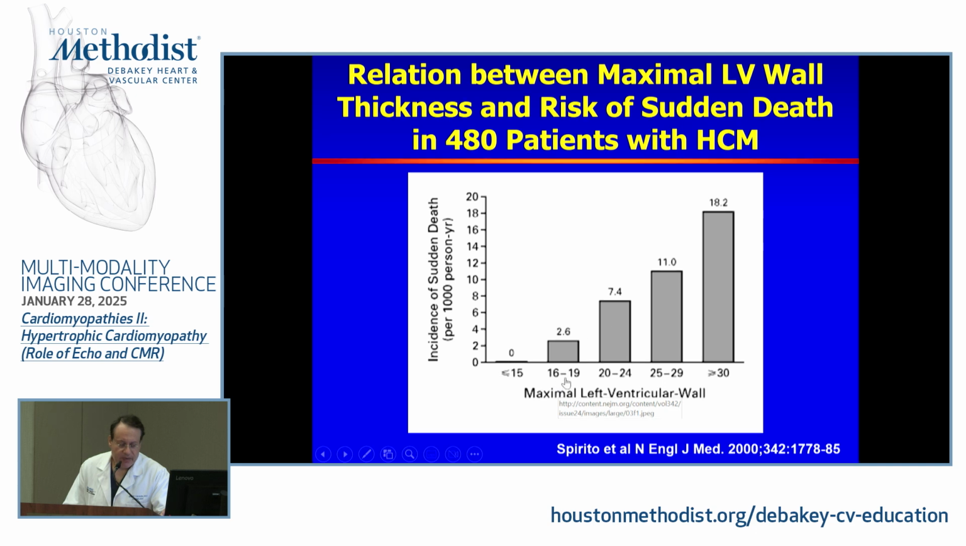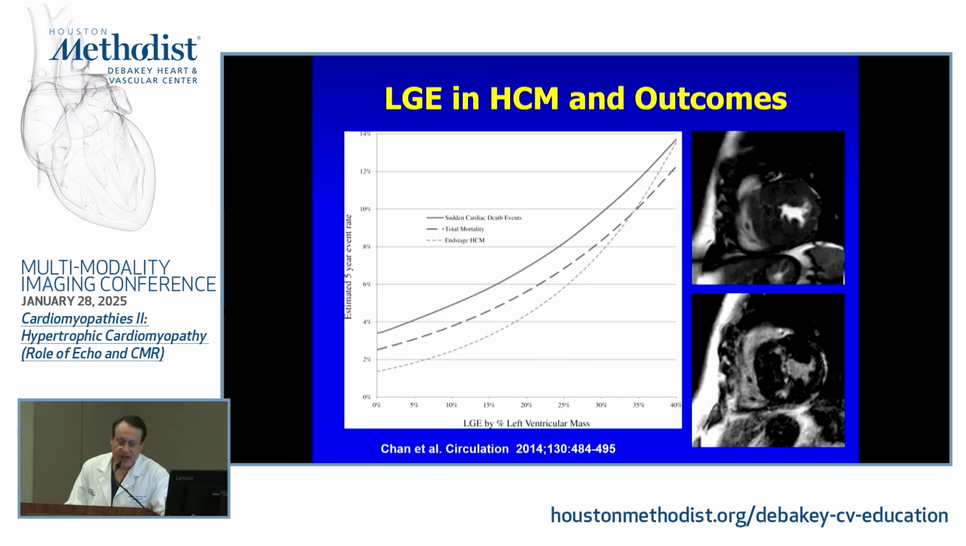Notice that even 16 to 19 millimeters is also associated with incidence of sudden death. Most deaths, actually sudden cardiac death, do not occur in those with the very high wall thickness. They occur in the mid and lower ranges, highlighting the importance of looking at the other factors. There are clinical factors that I haven't emphasized here.